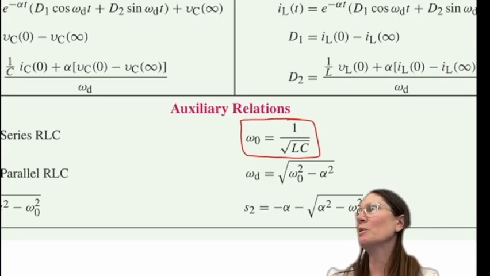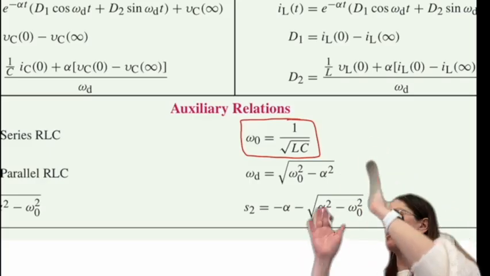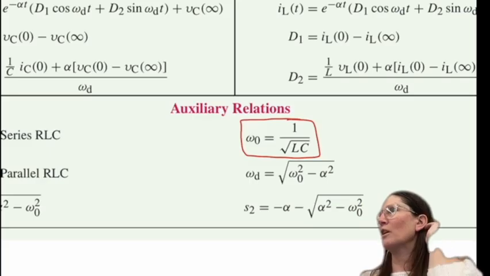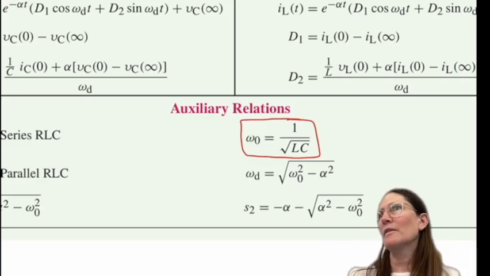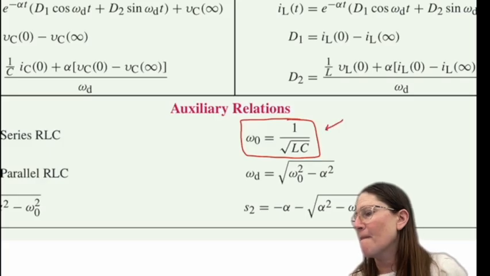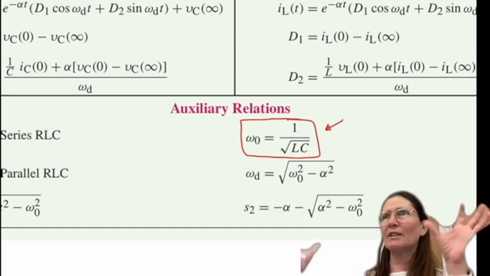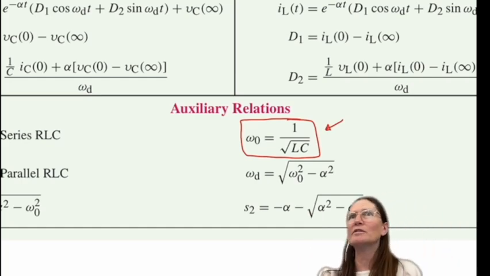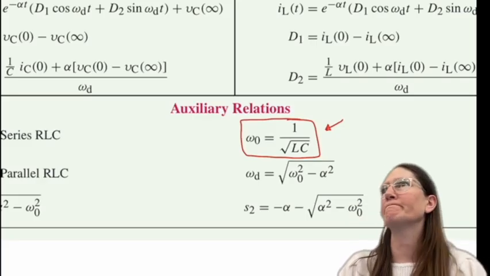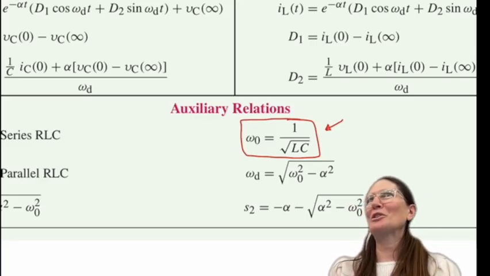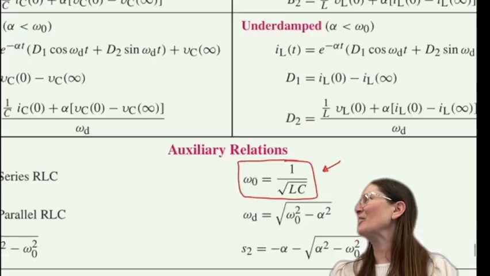Remember that resonant frequency for an LC circuit we found, whether it was in series or parallel, was 1 over the square root of LC. And so we can calculate those values and then calculate the rest by these equations instead of having to rederive them every time. Does that sound easier? Okay, so let's go through an example.